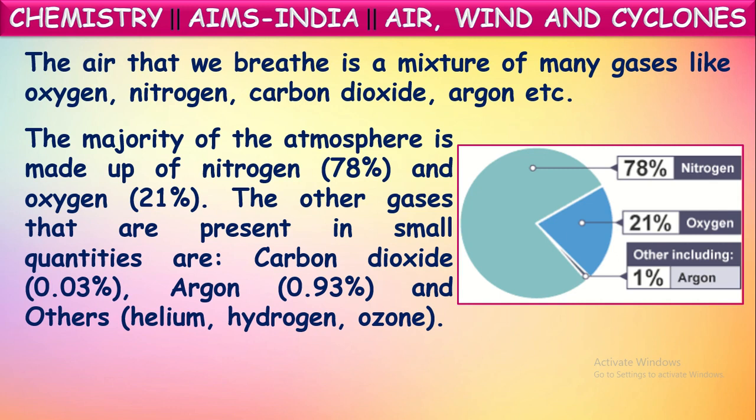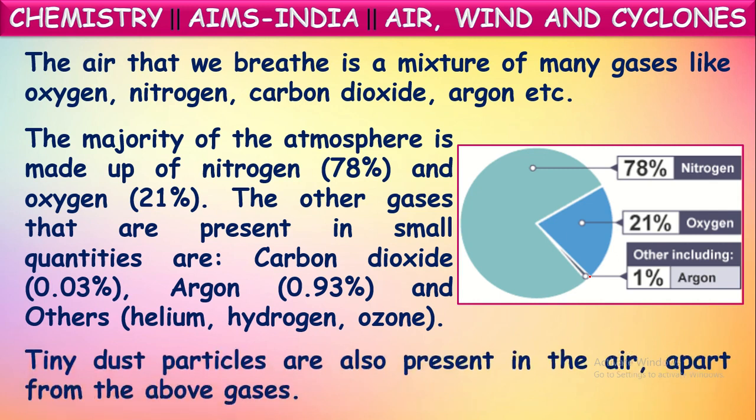The other gases are present in small quantities, in the remaining 1% only. They are carbon dioxide, argon, and some other gases like helium, hydrogen, ozone, and water vapor. These all are present in this 1% itself. Not only this, tiny dust particles and water vapor are also present in the air apart from the above gases. So this is the overall composition of the atmospheric air.